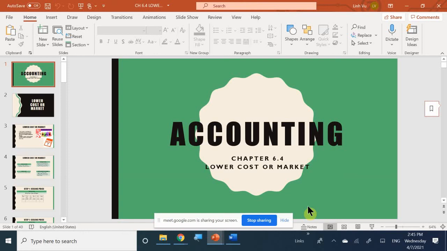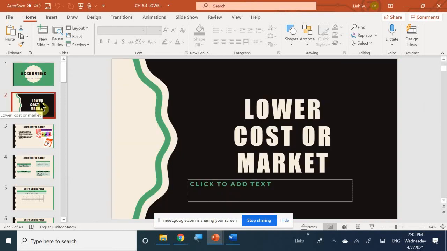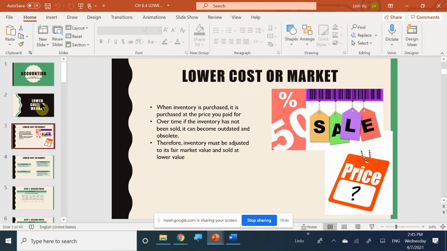So last but not least, we're going to be looking at lower cost of market. We've mentioned this very briefly in chapter 4, when we took a look at the historical cost. This is one of the exceptions to the historical cost principle, right? Inventory is going to be one of those items that can lose its value over time. And that's exactly what lower cost of market does. It allows you to adjust your inventory to the cost of the market.